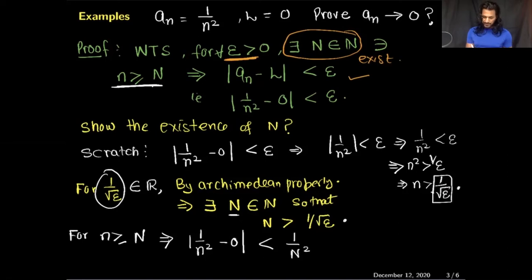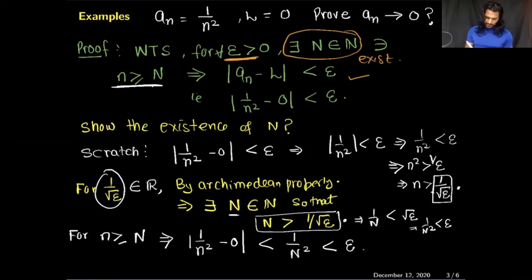So since here capital N is bigger than square root of 1 over epsilon, this implies also 1 over N is less than square root of epsilon, and if I square on both sides, this implies also 1 over n squared is less than epsilon. So this is less than epsilon.